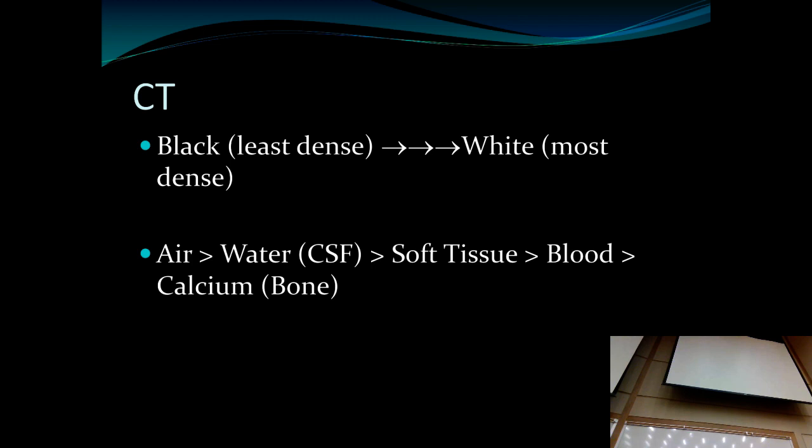Calcium and blood are most dense, right? So that's very important. Really, there should only be two things that appear white on a CT. One is calcified bone, and the other is hemorrhage. So if you see something bright on a CT, it's one of those two things. In between is the soft tissue of the brain. Gray matter, white matter, brainstem, cerebellum, all of that is going to be of intermediate density.